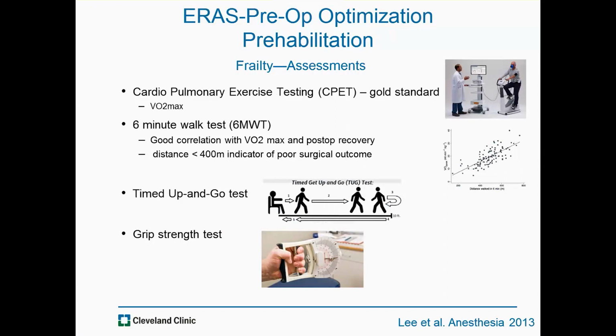A distance of less than 400 meters in the 6-minute walk test has been shown to be an indicator of poor surgical outcomes. Other tests and assessments used to measure frailty are a timed up and go test and a grip strength test. These are useful for assessment, and also if you have a patient on a prehabilitation program, you can then follow the patient to see if they've made any improvements.